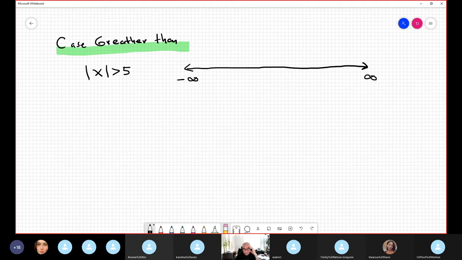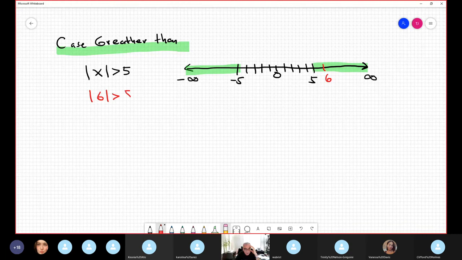This is 0, 1, 2, 3, 4, 5. I know less than is this part, and why? Because it's close to 0. But in this case, it's greater than, it's not close, it's far from 0. So far from 0 is that part, far from 5, too far from 5, that part and that part. It doesn't matter if it's positive or negative. Remember, distance is positive. 6 belongs to the solution, of course, because absolute value of 6 is greater than 5. It's true, it's a solution. And negative 5 belongs to the solution, of course, because absolute value of negative 5 is positive 5, it's greater than 5.